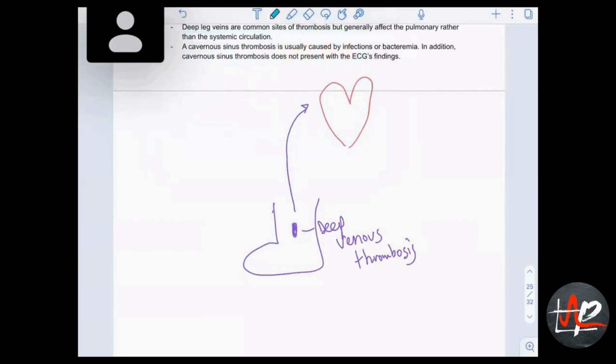once it gets into your heart here, it's going to go into your right atrium. It's going to go past your tricuspid valve, and it's going to get into your right ventricle. So here's your RV. From your right ventricle, it's going to go into your pulmonary vasculature, and it's going to get to your lungs. So it's going to keep going, past your pulmonic valve, into your pulmonary artery, into your lungs. And so it's going to cause a clot in your lungs. And so this is called a pulmonary embolism.